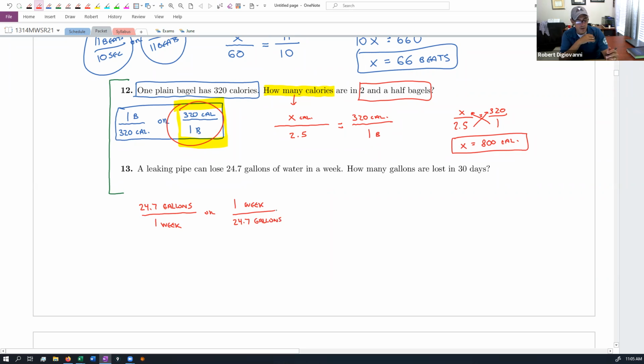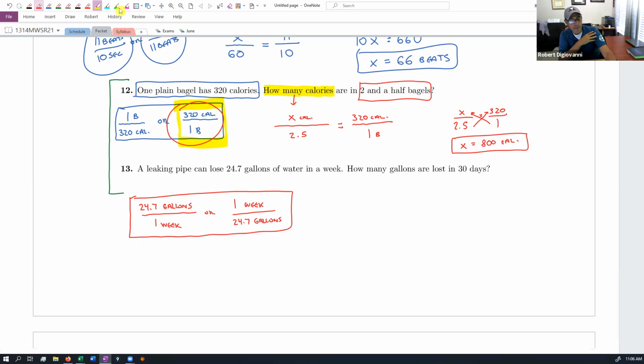About a year ago, we had a water leak in our house in the middle of the night. One of the hoses going to the toilet ruptured, and we lost 2,000 gallons in about 6 hours and woke up to a flooded house. So 24.7 gallons in a week. I wish that's what the leak would have been, but anyway, okay, going on.